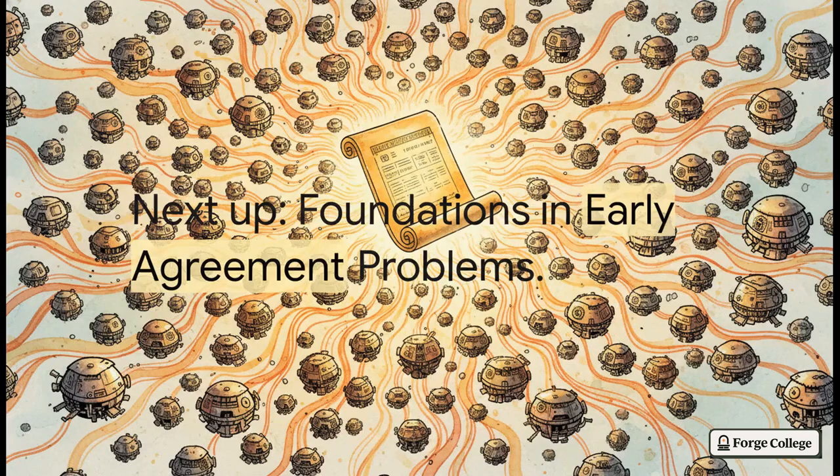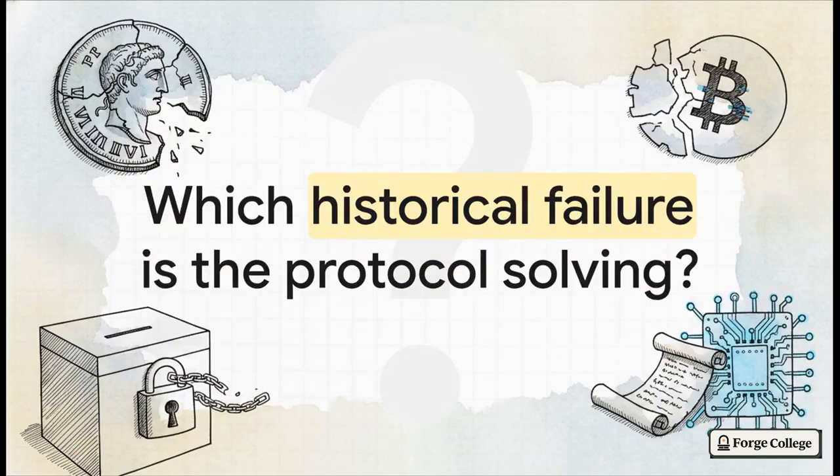Now that you understand why we need verifiable ordering and public timestamping, we kind of have to ask, how do we actually get thousands of decentralized computers to agree on that history without a central boss telling them what's what? Well, building that robust fault tolerance is exactly what we're going to explore in our next lesson, Foundations in Early Agreement Problems. I want to leave you with this final provocative thought to chew on.